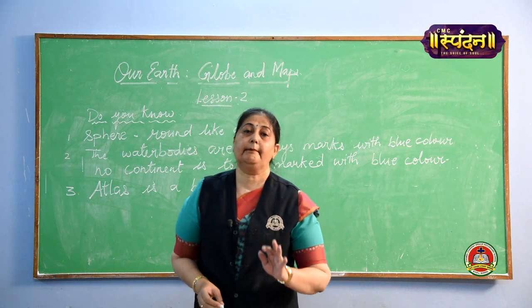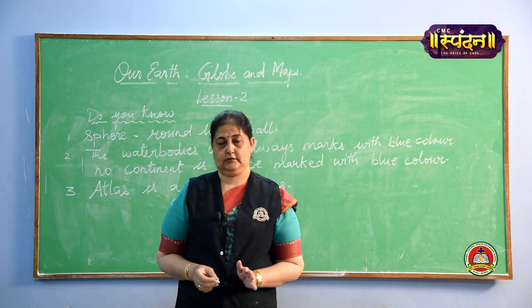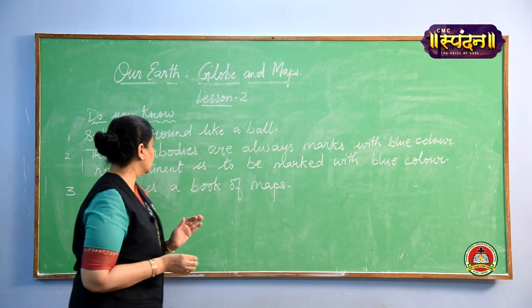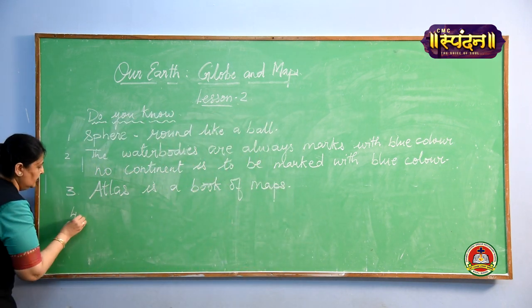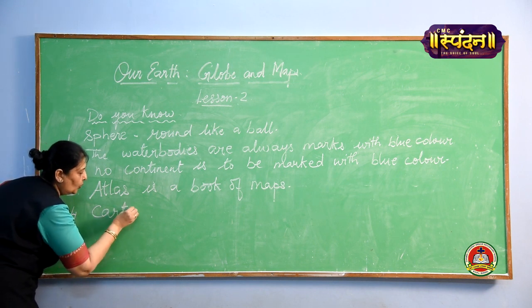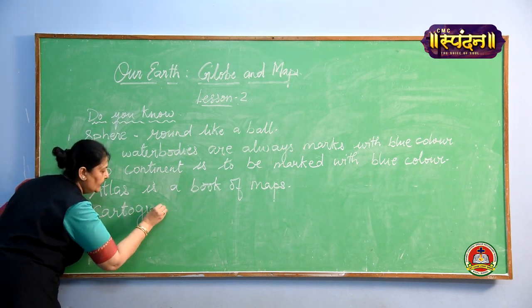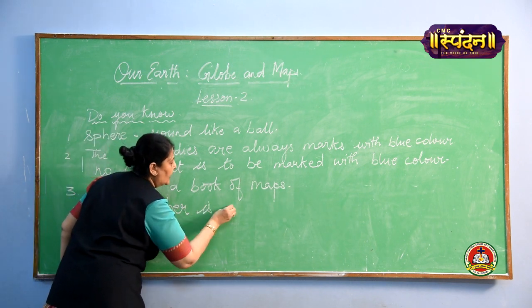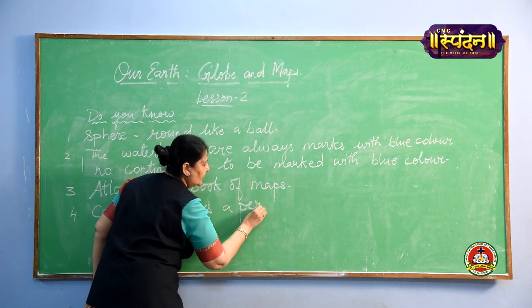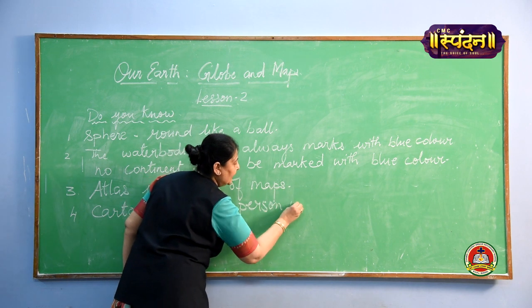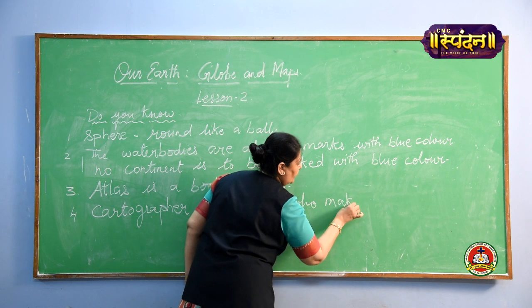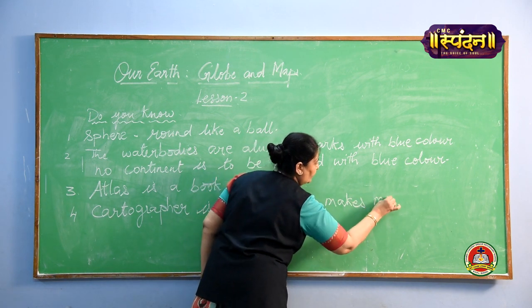Now children, a person who makes maps, he is called a cartographer. Okay? Who is a cartographer? C-A-R-T-O-G-R-A-P-H-E-R. Cartographer is a person who makes maps. Okay?